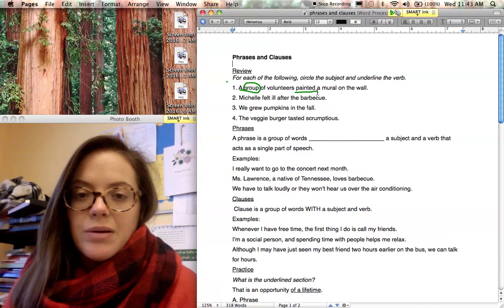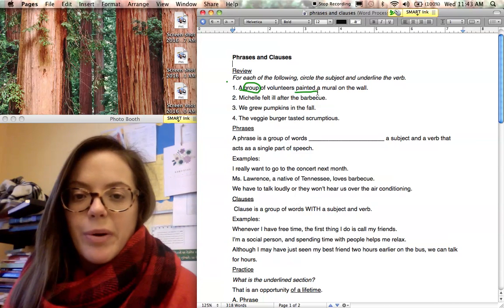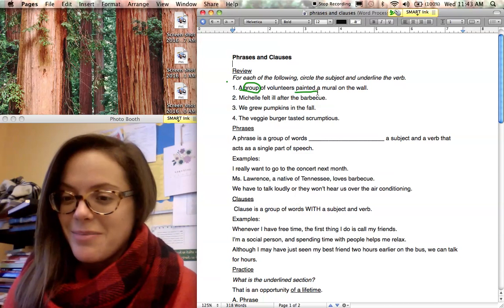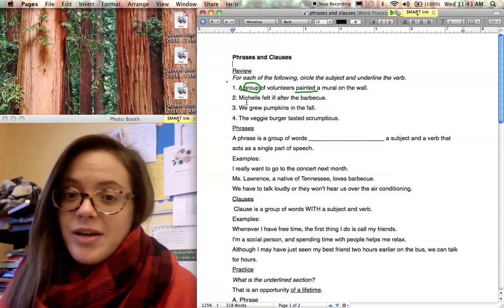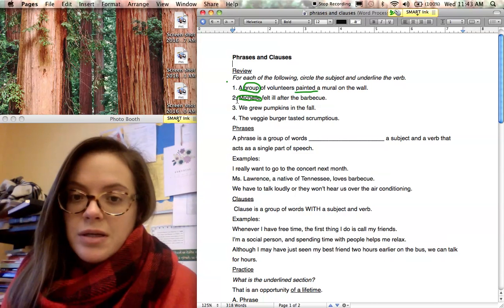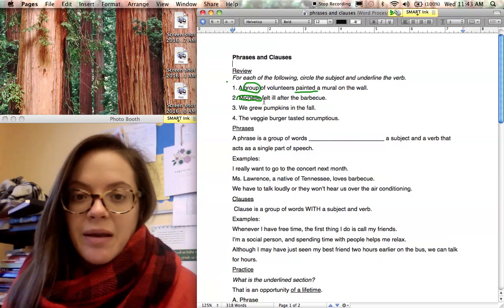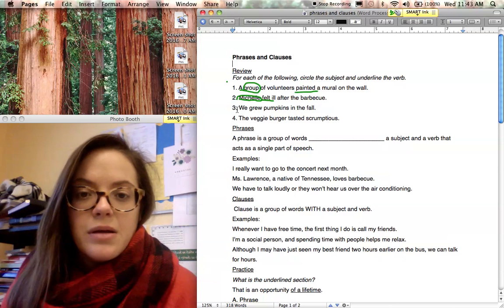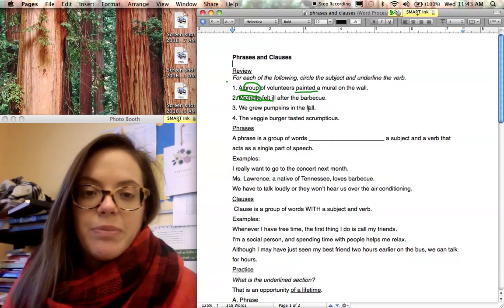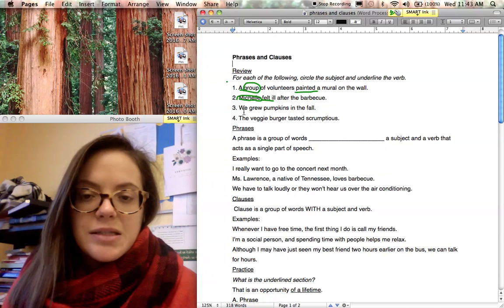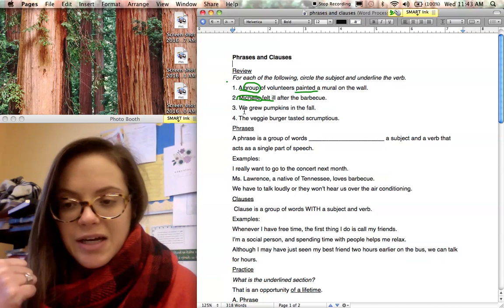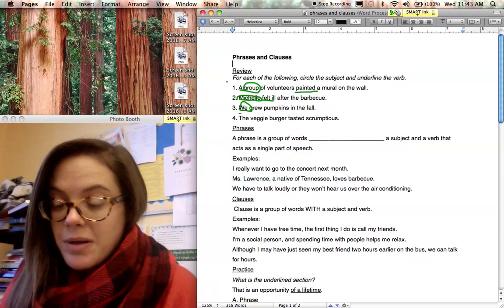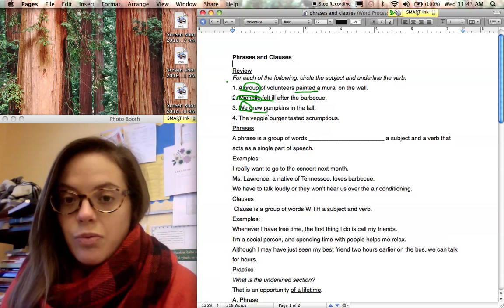Okay, now number 2, Michelle felt ill after the barbecue. Same thing, I'm looking for who or what my sentence is about and who or what is performing the action. So it looks like that's Michelle. Seems to be she's who the sentence is about. And my verb is that she felt. So that's what she's doing. She's feeling ill. Number 3, we grew pumpkins in the fall. Alright, so who or what is performing the action, who or what my sentence is about. Looks like we is going to be who's performing the action, which is growing.